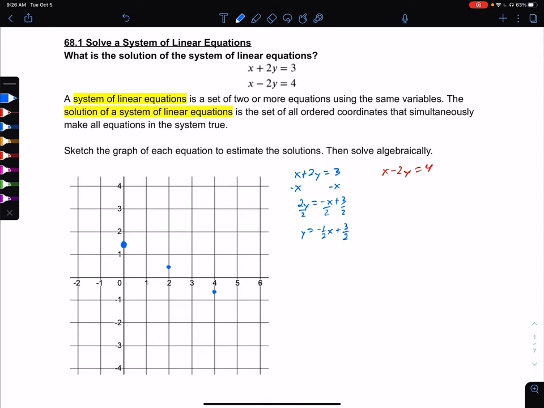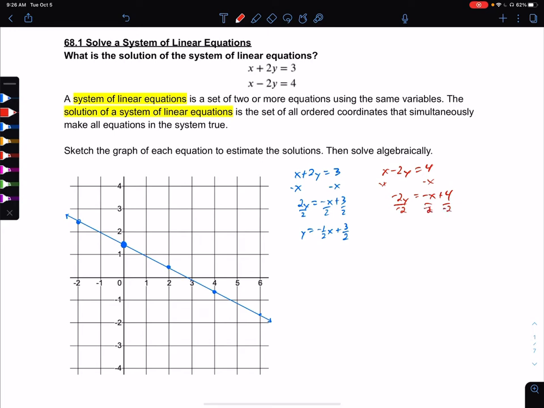We don't need to be perfect here. We just want something kind of accurate, because we're looking for a sketch to estimate the solutions. So my line would look something like that. All right, that's for the first one. Now the second one, we're going to do the same thing. I would subtract x, so negative 2y equals negative x plus 4, and then divide by negative 2.